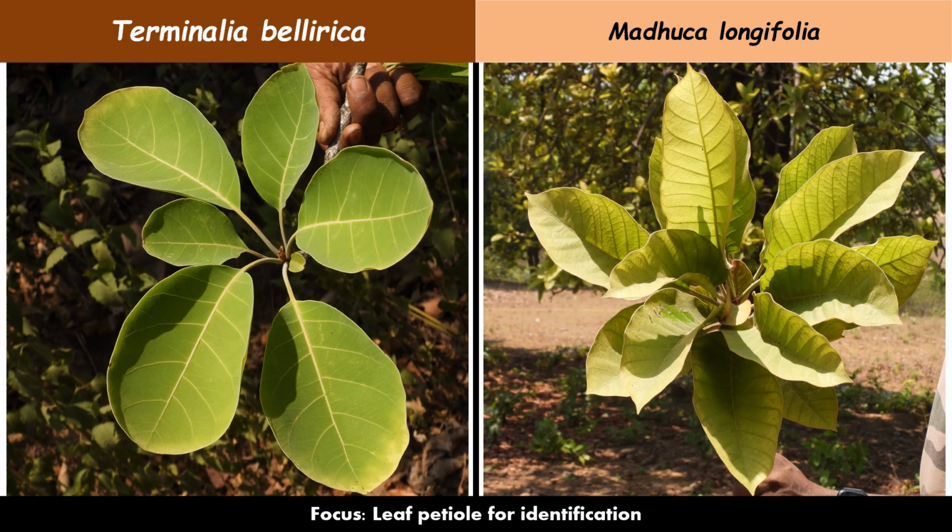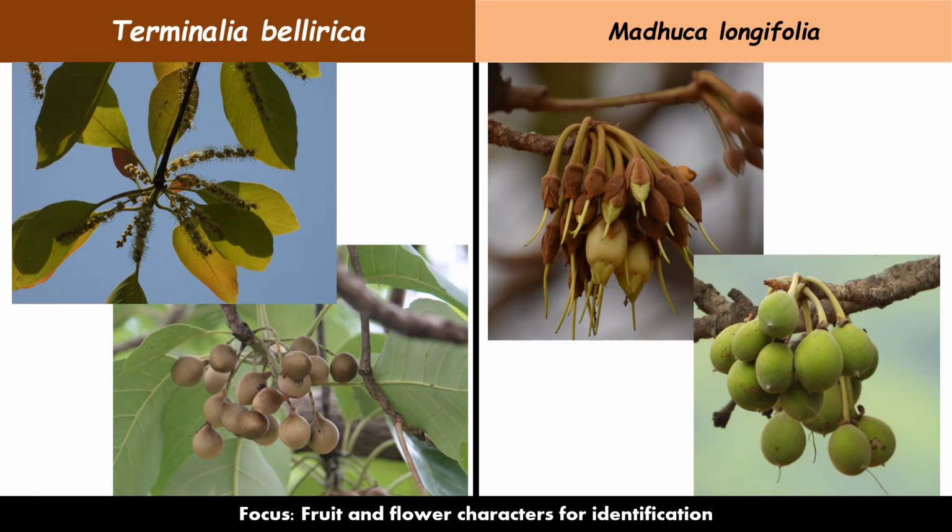Here you can observe the leaves. This is the leaf of Terminalia bellerica, the first one. The second one is the leaf of Madhuca longifolia. So after observing these two photographs, you can easily identify Terminalia bellerica and Madhuca longifolia. You can also observe the leaf petiole for identification. Fruits also, and flowers also: Terminalia bellerica has small flowers, Madhuca longifolia flowers are just like a pendulum. Fruit colors are different and fruit uses are different. Madhuca longifolia fruits are also used as a vegetable.